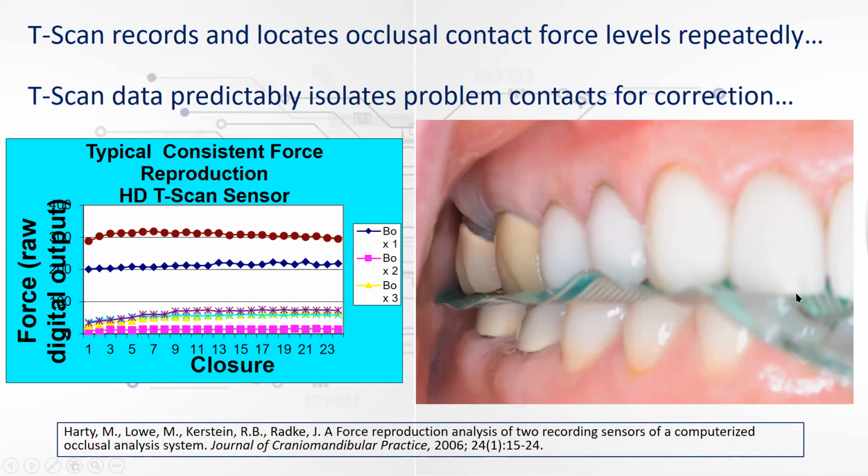And you see the T-scan sensor sits between the teeth. This is the only way you can capture this information. Scanning technology doesn't capture this information. Articulated casts do not capture this information.